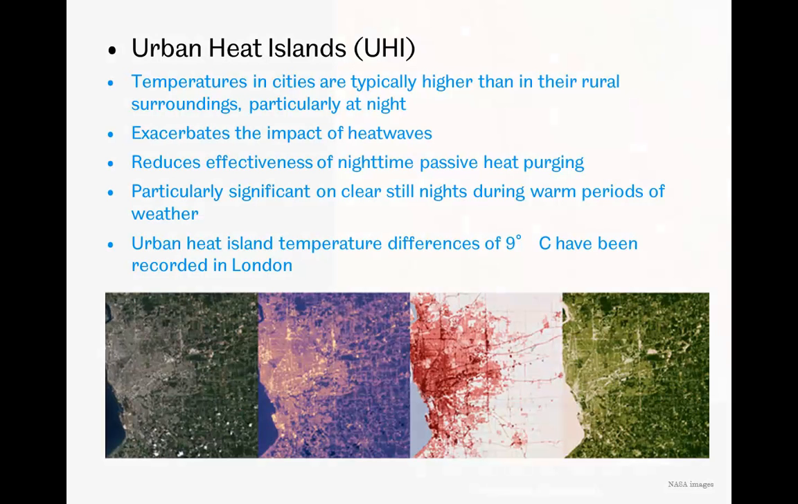So in other words, if you were stood in the countryside close to London and the temperature was 22 degrees centigrade, in the centre of London the temperature was 31 degrees centigrade, so 9 degrees warmer because of the urban heat island effect.